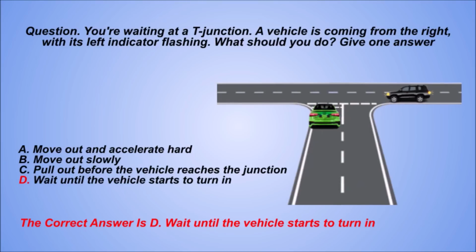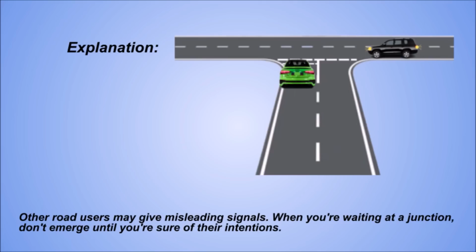Wait until the vehicle starts to turn in. Explanation: other road users may give misleading signals. When you're waiting at a junction, don't emerge until you're sure of their intentions.